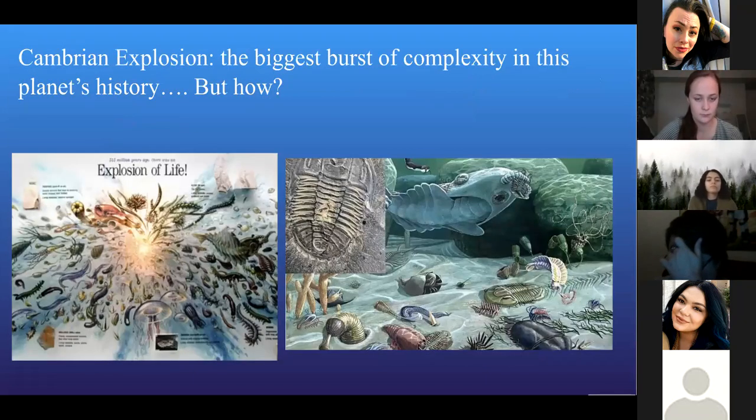Okay, so what happens next? Well, eventually this leads to the Cambrian explosion, which you've probably heard about. It's the largest explosion of complexity in this planet's history. So how? Well, this wouldn't happen if living organisms didn't find a whole ton of different ways to deal with the oxygen, and they had to deal with it really, really carefully.